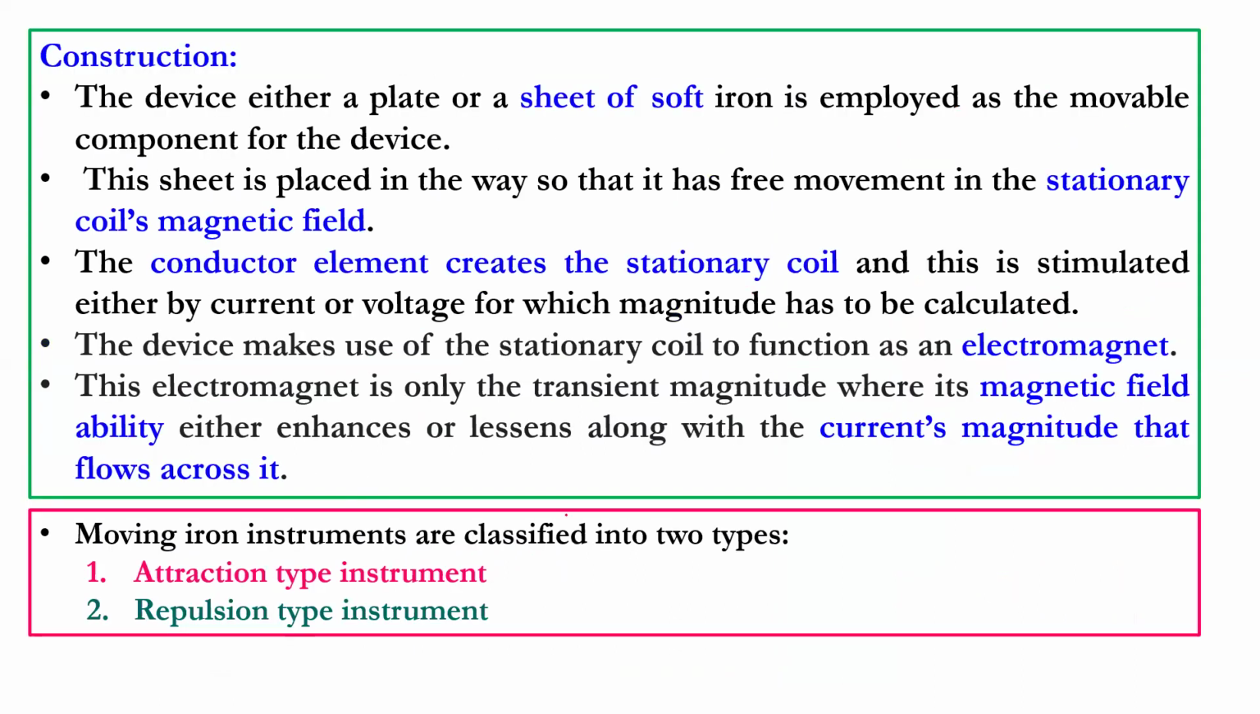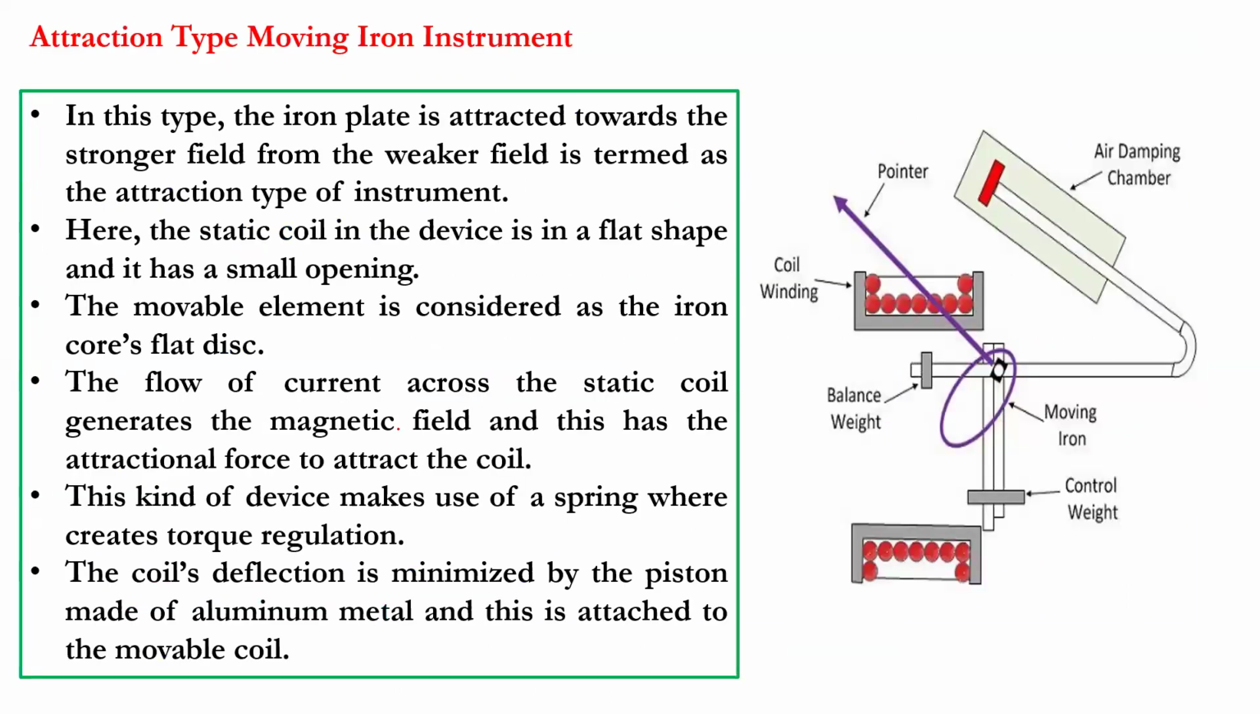Construction is everything here. Same. I have to use some sheet of soft iron piece. Magnetic field. That's it. Moving iron is mainly classified into attraction type and repulsion type. This one is attraction type. We can have some coil now. Same. We can create some magnetic field and this iron piece is attracted and it deflects its pointer. Then in order to stop at some particular position or equilibrium position, the deflecting torque is equal to controlling torque.